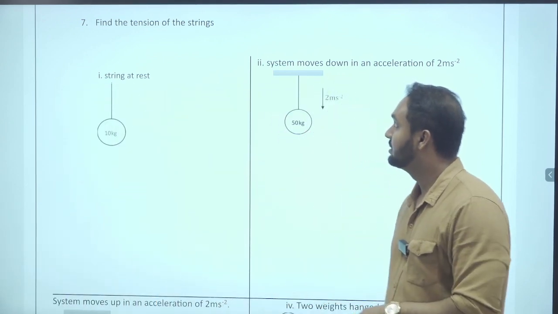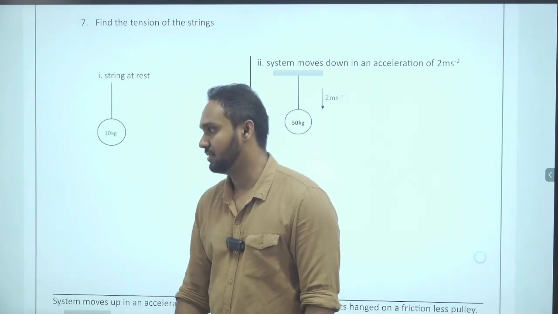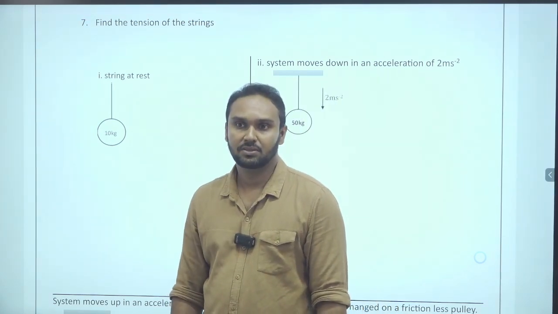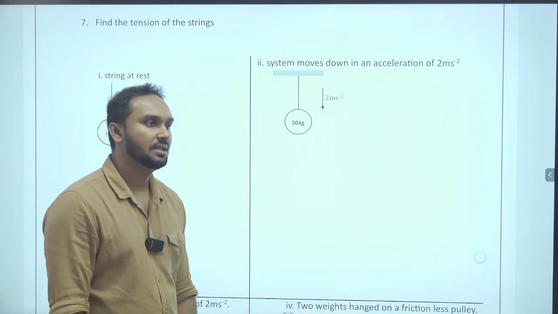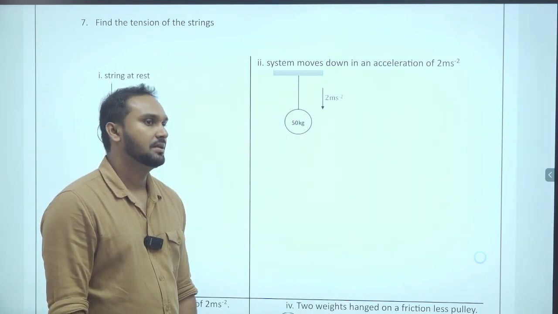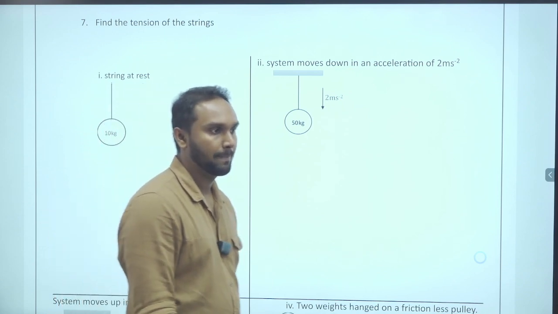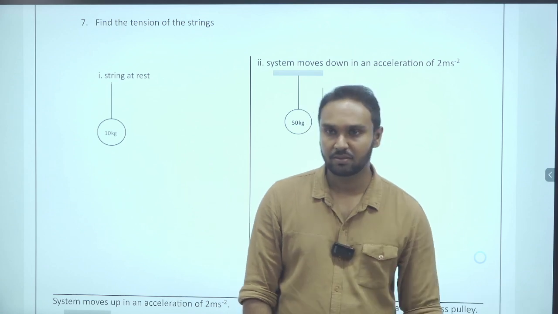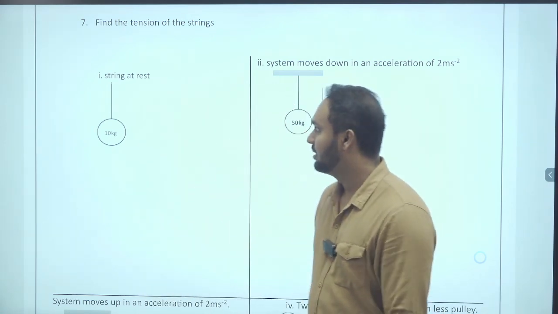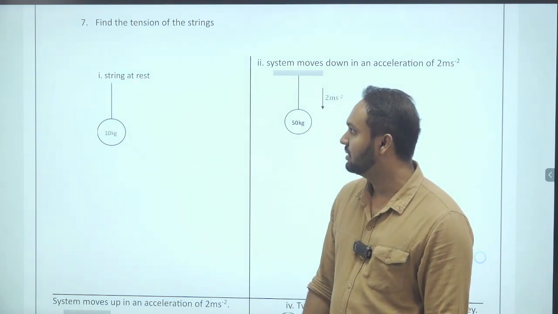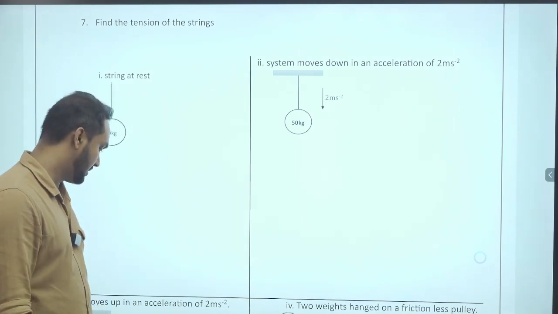Starting from the seventh, find the tension of the strings. The first one: string at rest. String at rest means the object doesn't move, it is stationary. If something is stationary, it should be under equilibrium. Upward forces should be equal to downward forces, and left hand side forces equal to right hand side forces, that means the x axis and the y axis. There are no forces in the x axis, only forces in the y axis. So what are the forces acting here?